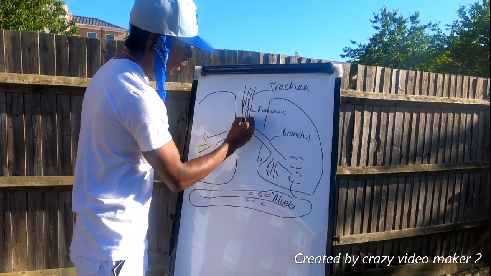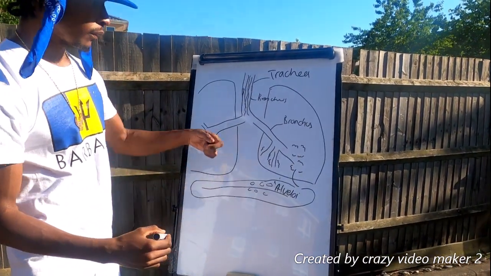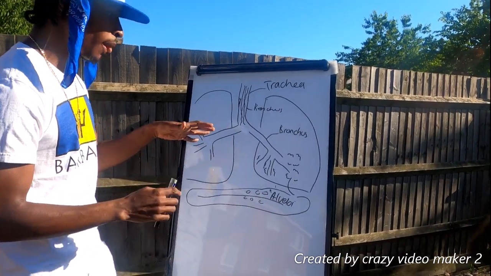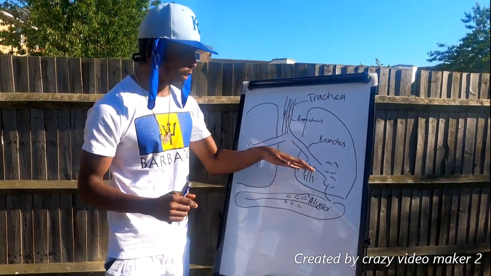So now the virus is entering through the tract and ends up in the alveoli, where it starts attacking, or the virus starts affecting. This is where problems are going to occur.